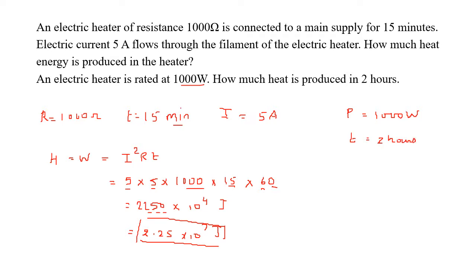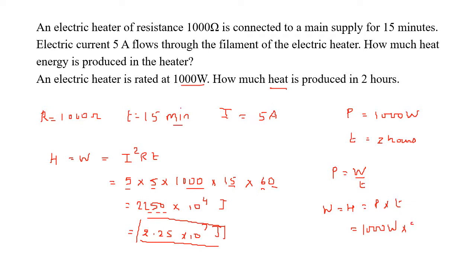Okay, time is 2 hours. Now we have to calculate how much heat is produced. So we know the formula, power equals work done upon time taken. So the work done, that is the heat produced, is power into time. The power given is 1000 watt and the time is 2 hours.